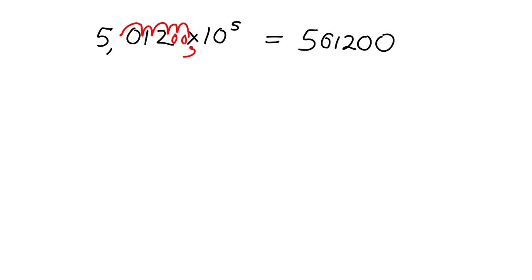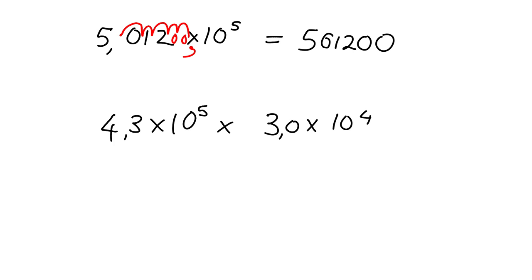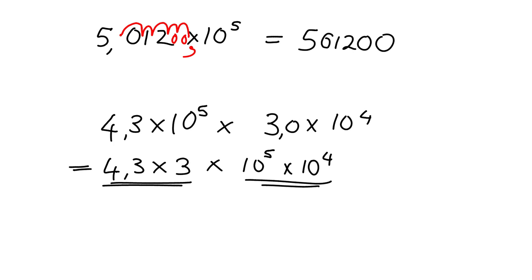We can also do calculations using scientific notation. Say we have 4,3 times 10 to the power of 5. That's one number in scientific notation. And then let's say we've got 3,0 times 10 to the power of 4. I'm writing it as 3,0 because you can see nicely then that it's in scientific notation, but obviously 3,0 is just 3. To do this multiplication, we're going to group the numbers and we're going to group the powers. So we say 4,3 multiplied by 3, times 10 to the 5 times 10 to the 4. And then we do that calculation and that calculation.